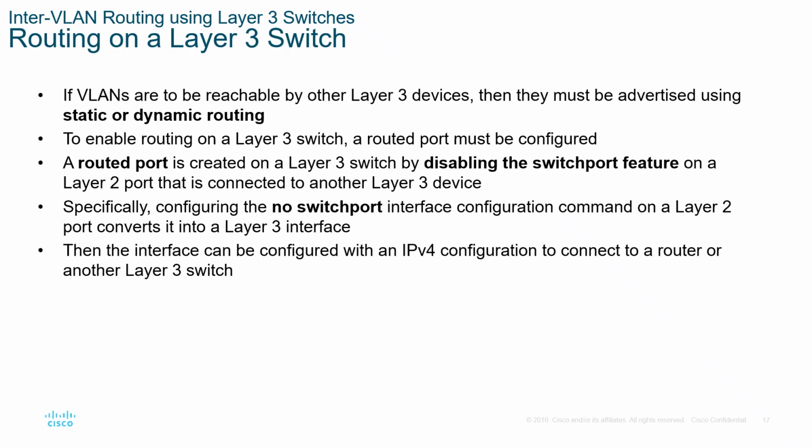If VLANs are to be reachable by other layer 3 devices, then they must be advertised using either a static or a dynamic routing protocol. To enable routing on a layer 3 switch, a routed port must be configured. A routed port is created on a layer 3 switch by disabling its switching functions. So specifically, you go into the port that you want to use as a routed port and you put the command no switchport. This command takes it out of its switching capabilities and puts it into a router port capability. The interface can then be configured with an IPv4 configuration to connect to a router or another layer 3 switch.